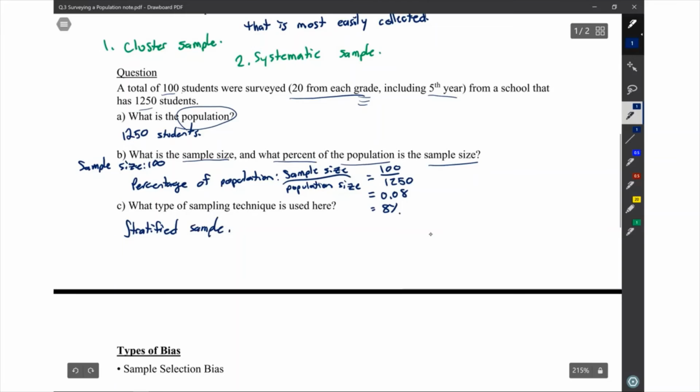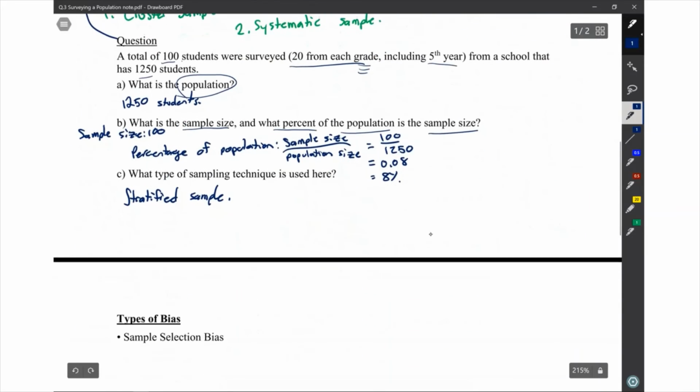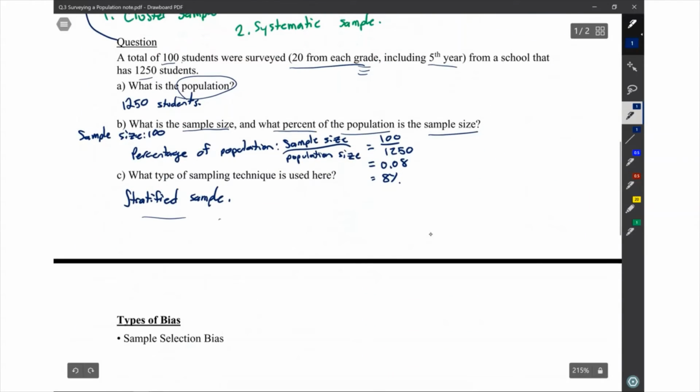So you should familiarize yourself enough with these sampling techniques, and I'll include the homework ones, so that on a test you could recognize them and tell me which sampling technique is used in a given scenario.